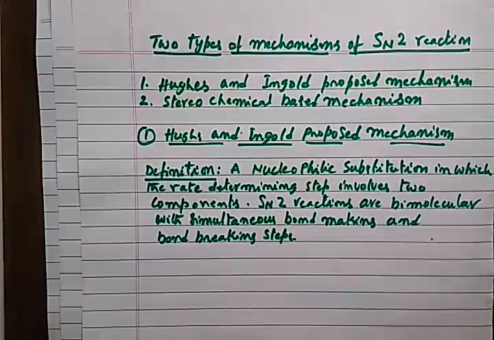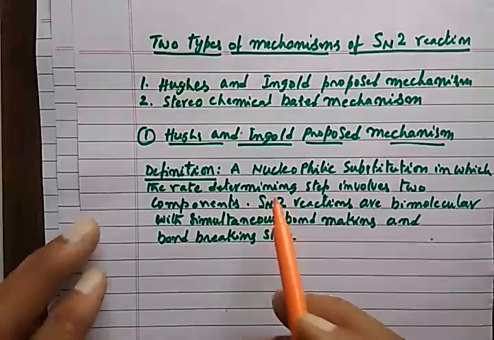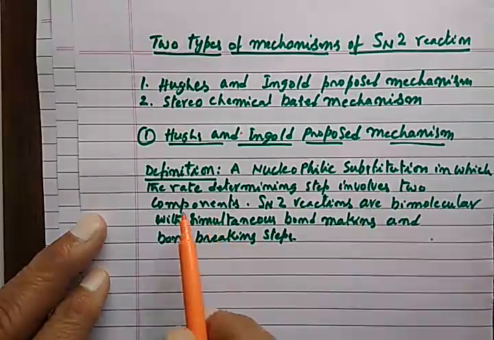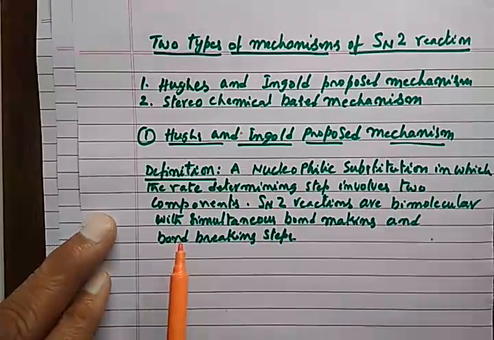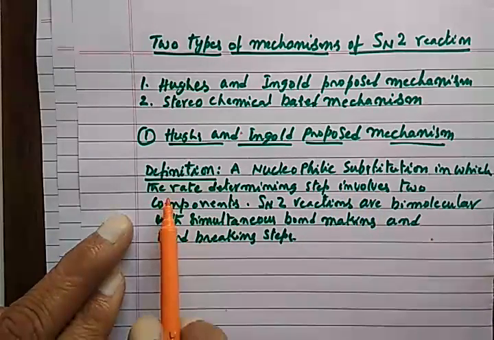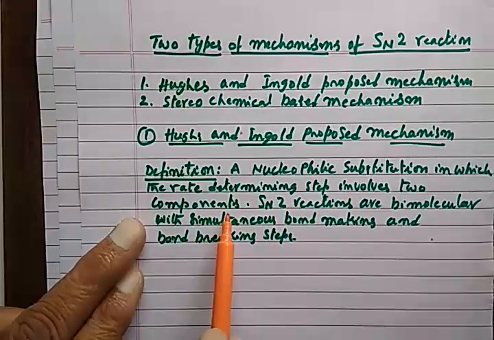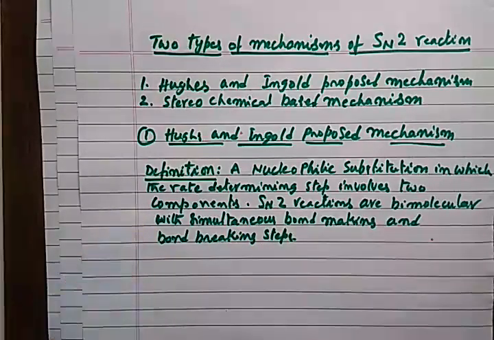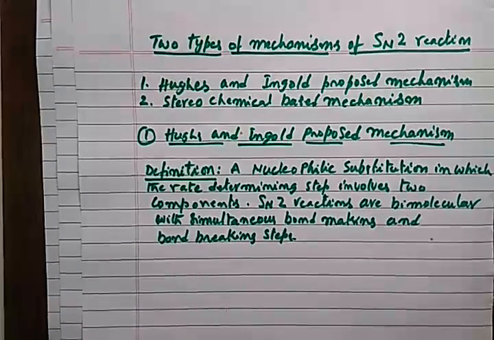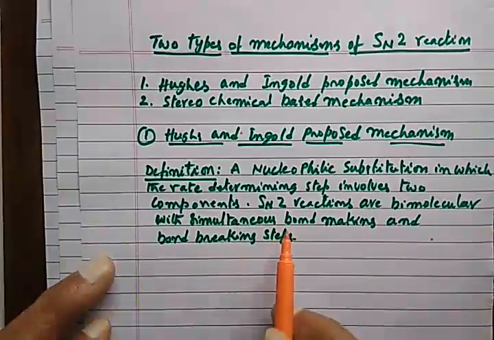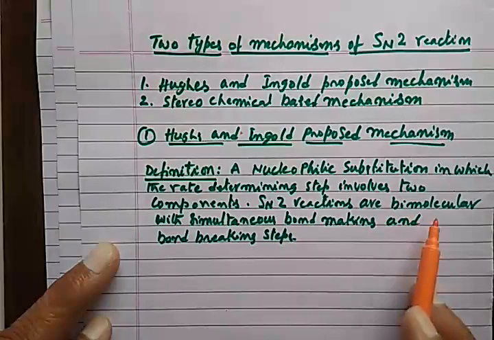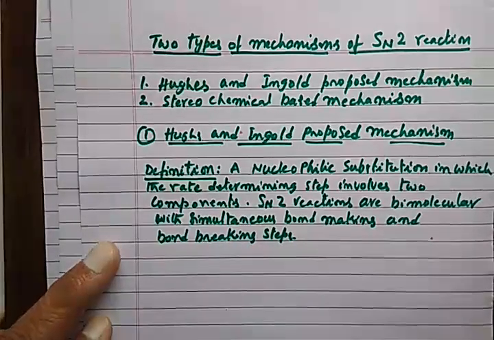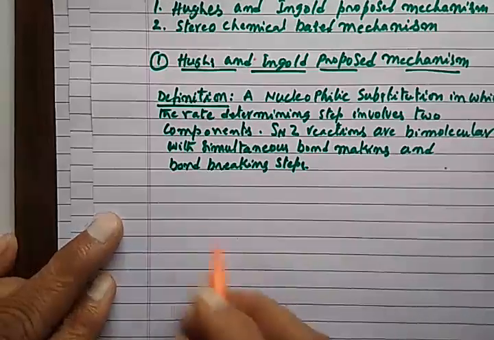So it has 3 points, as we discussed earlier. It is a nucleophilic substitution reaction, so the nucleophile will come and get substituted, and the other one will go away. Then the rate determining step involves two components. Two components means two chemicals, two reactants, are involved. Sn2 is bimolecular, with simultaneous bond making and bond breaking. Anyway, I'll explain with the same example.